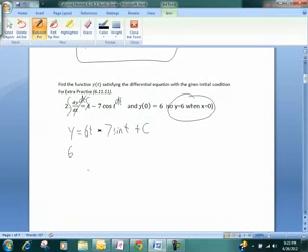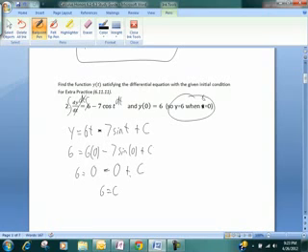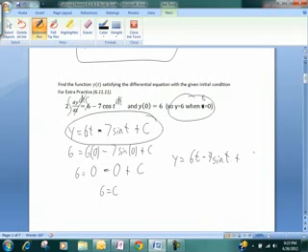So we plug in 6 for y, and everywhere you see a t, you should put 0. So 6 times 0 minus 7 sine of 0 plus c. So that 6 is equal to 0 minus sine of 0 is 0 plus c. So 6 is equal to c, and you just plug this back into this equation right here. So y is equal to 6t minus 7 sine of t plus 6, because 6 is c.